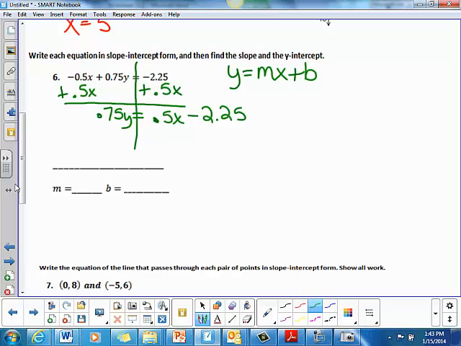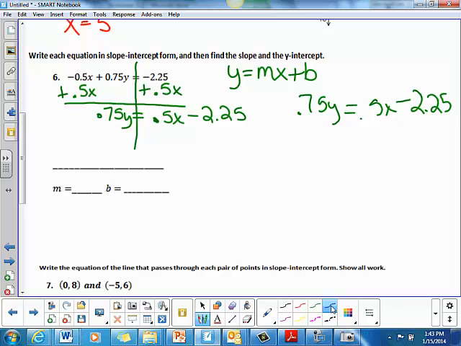Now, some of you like decimals, some of you don't. Some of you like whole numbers, some of you don't. Some of you like fractions and some of you don't. Do you guys have a problem working with the decimal? Would you rather get rid of it? No? Okay, I'm going to tell you how to get rid of it. We're going to keep it this way first, and I'm going to write it another way. 0.75y equals 0.5x minus 2.25. Remember, we're making a video not just for you, but for the other classes. So let's do it this way first.